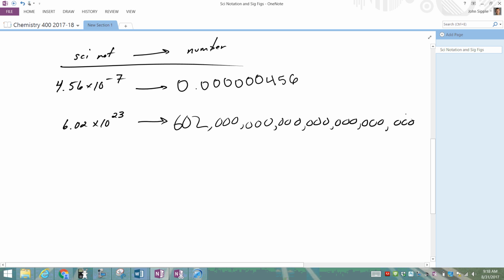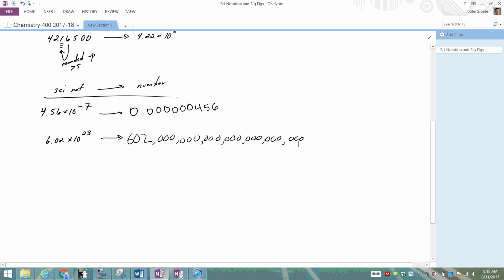Sweet. Not bad. Zoom out a little bit for that one. All right. Everybody okay with that? Any questions about that? Are we good with scientific notation?